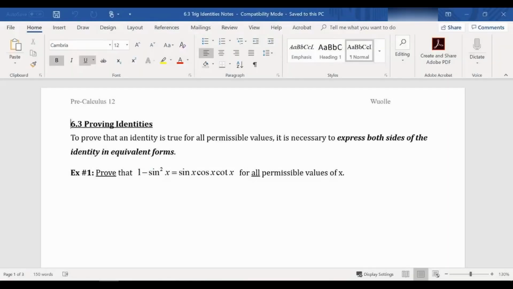Hello, everybody, and welcome to our third lesson of Chapter 6, Proving Identities. A note that there is one more section that will be posted if you would like to try that as well. But for the purpose of our e-learning at home, this will be our last section. This is also the hardest section of the chapter.